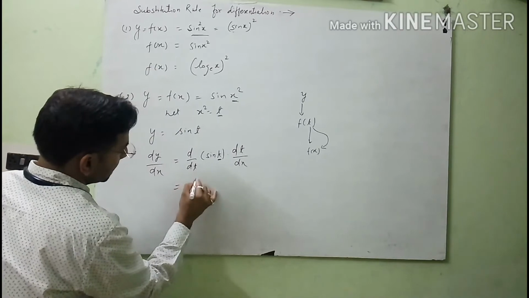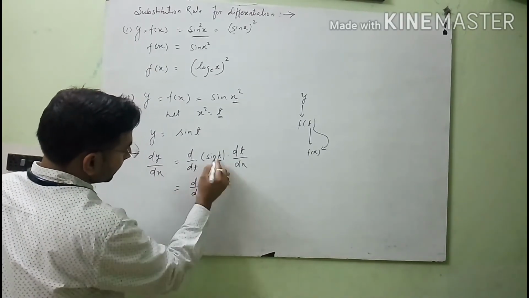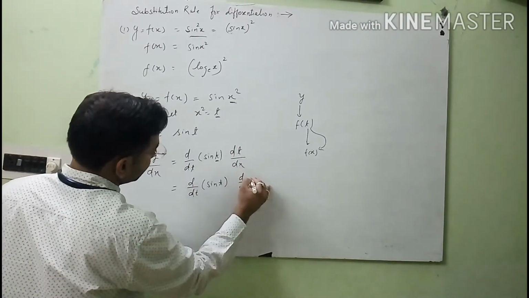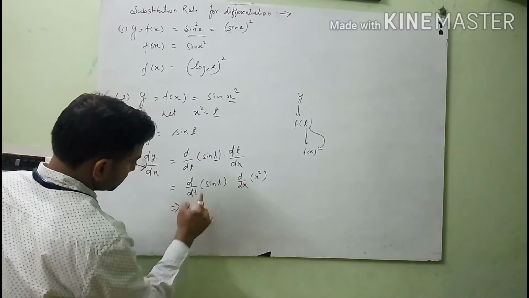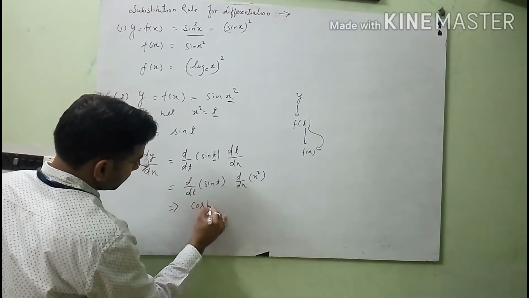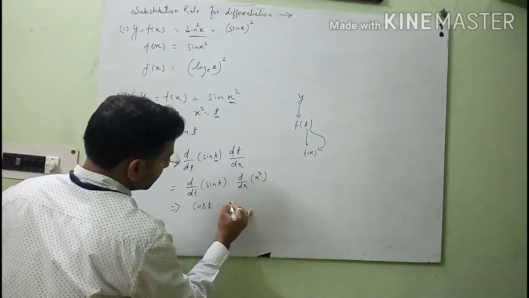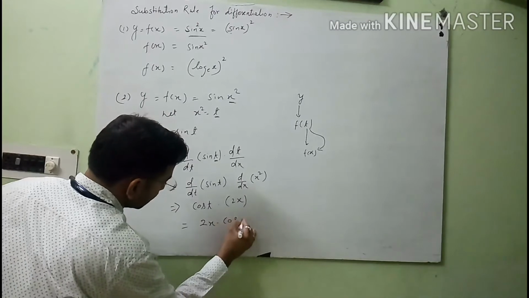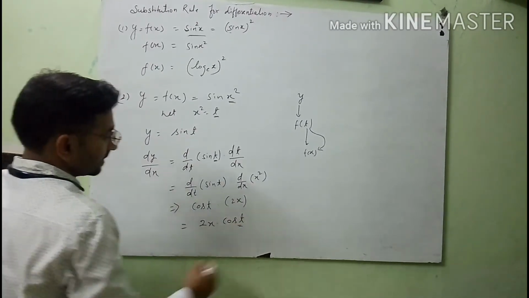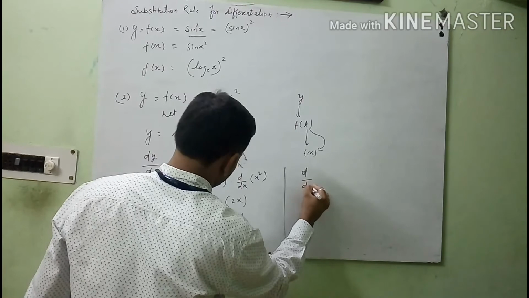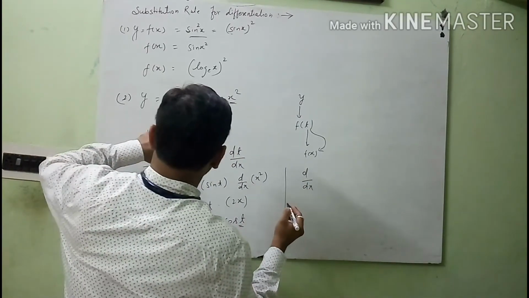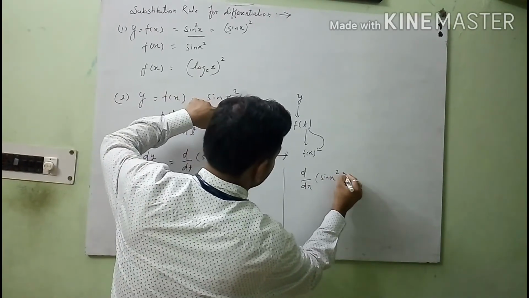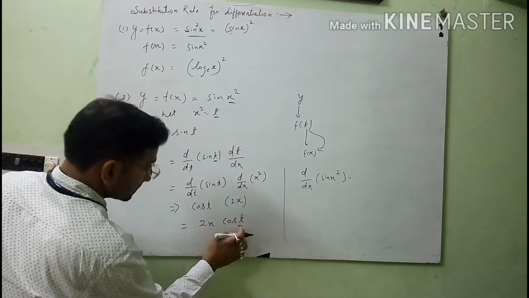Now you will substitute the values: d upon dt of sin t, no problem. After that, d upon dx of t, and what is the value of t? It is x square. So see here, d upon dt of sin t is equal to cos t by formula, and you know that d upon dx of x square is 2x. So the result is 2x into cos t. At last you will substitute the value of t here, and you get the differentiation of sin x square, which is equal to 2x into cos t.